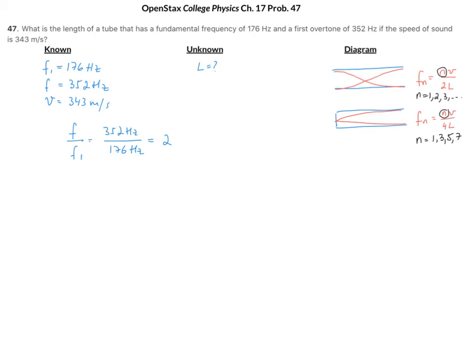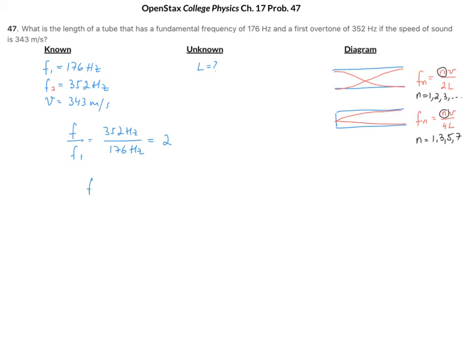So looking back at the equations, this one has a 2 in it, this one doesn't. So this is the model that we have. The tube is actually open at both ends, so we have to use this equation. So let's do just that.